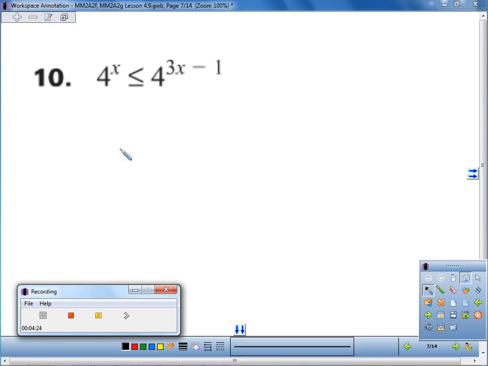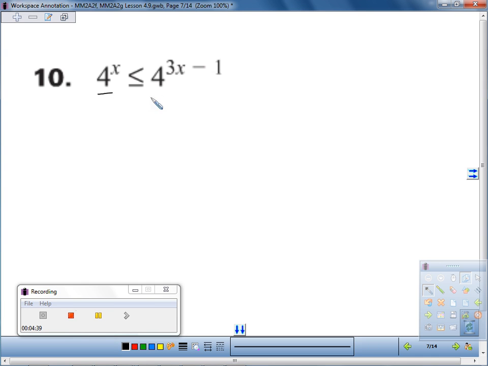Alright, now for question 10, we have inequalities. Now the difference between inequalities with the exponents and not is just you have to be careful and remember that when you multiply or divide with a negative across an inequality, you have to reverse it.